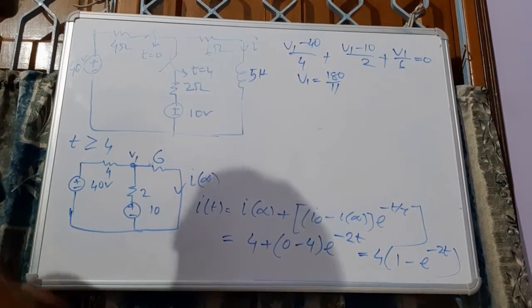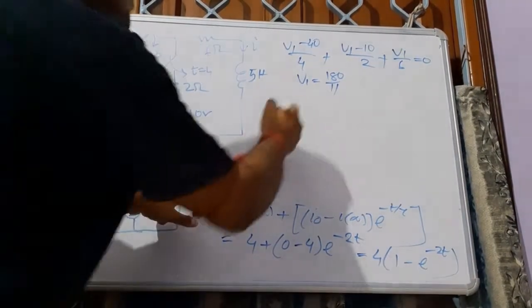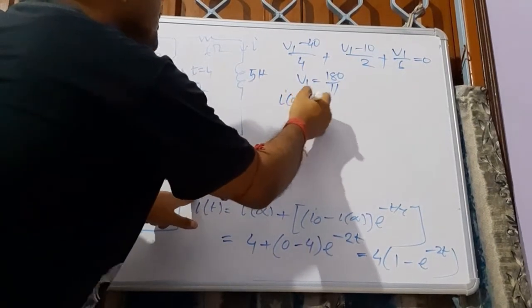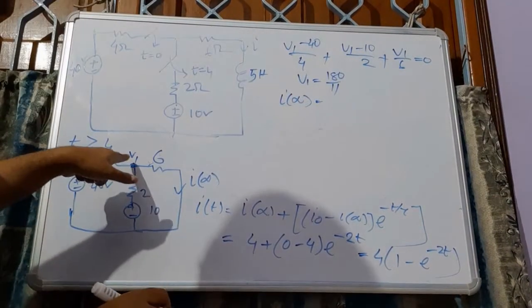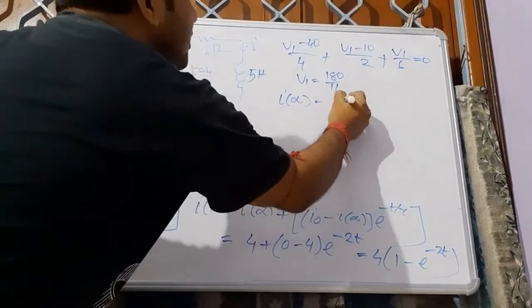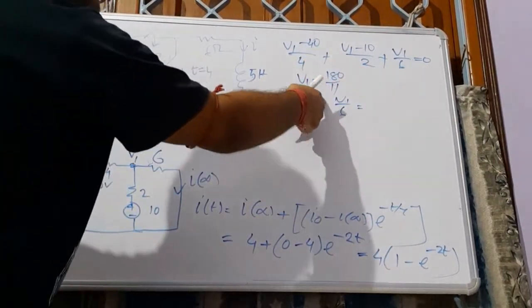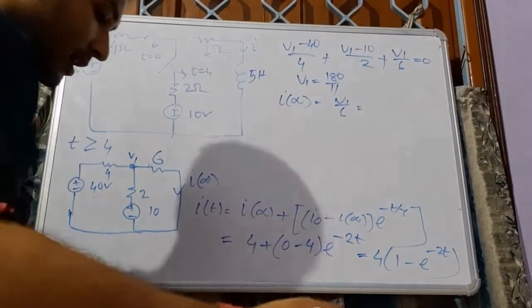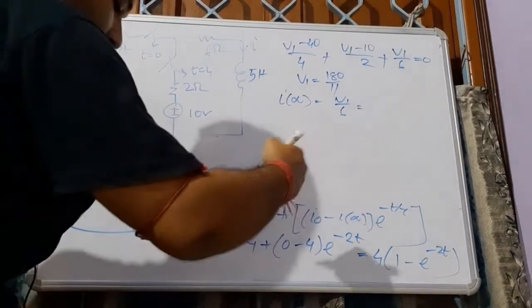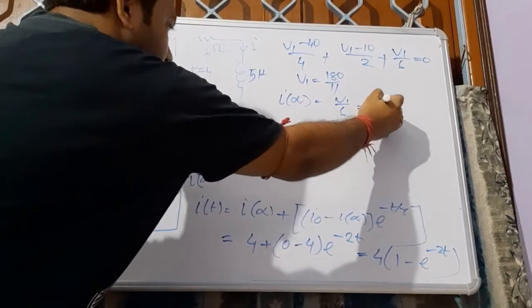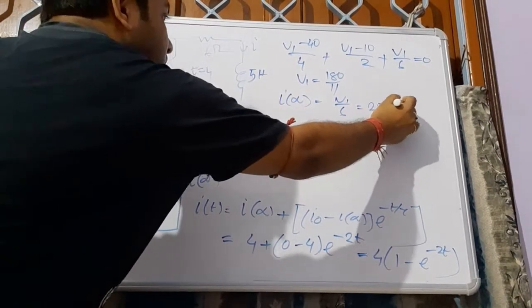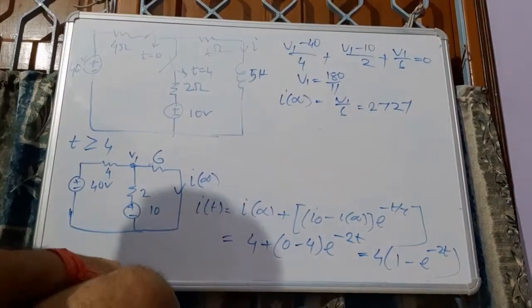Then what will be the value of I infinite here? I infinite equals to V1 by 6, and if we put this value of V1, we will get I infinite as 2.727 ampere.